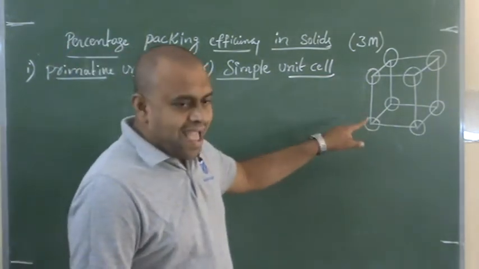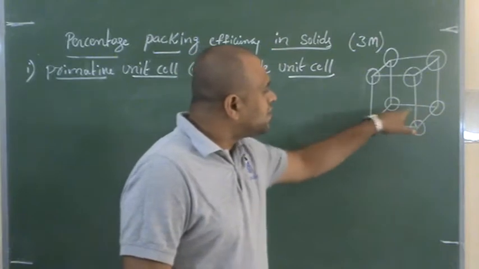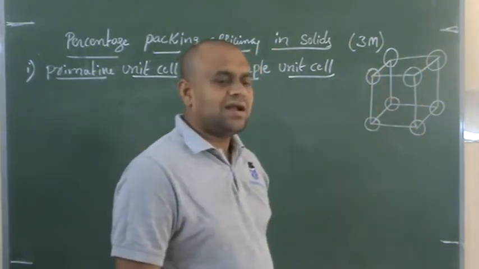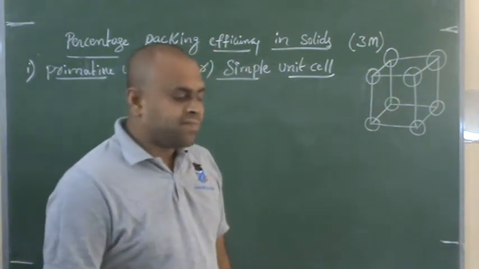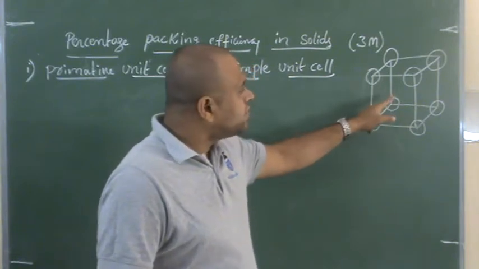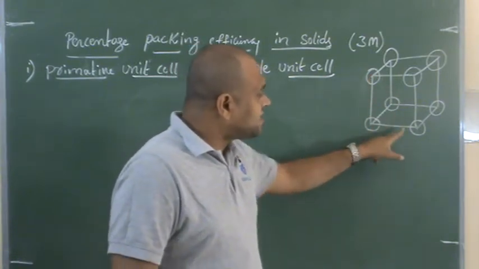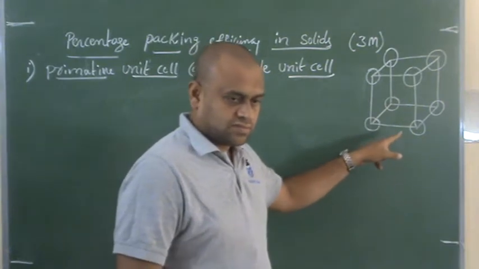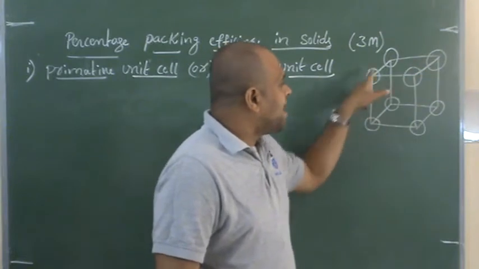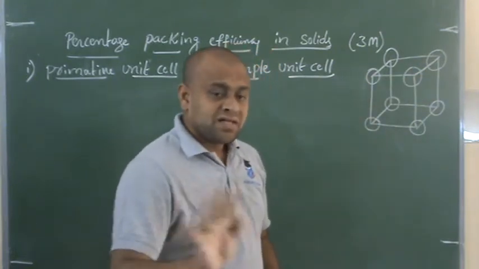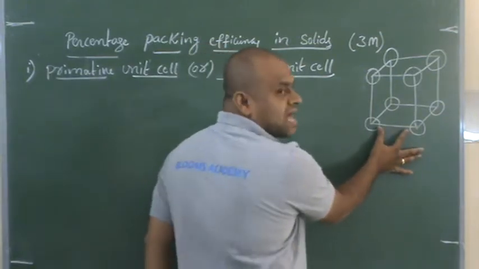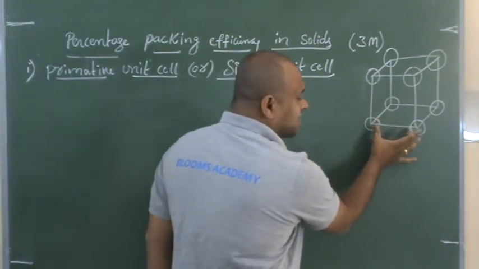A unit cell having particles only at corners. That means the lattice points are present only at corners. Remember, for understanding purpose, I had shown you the particles with gaps. But in actual, the particles won't be like this. The particles don't have these gaps. They touch each other.